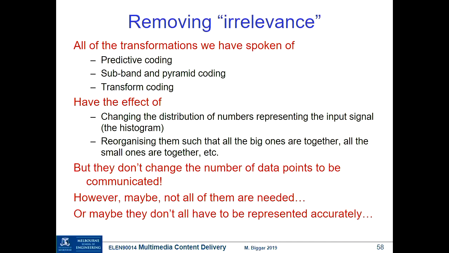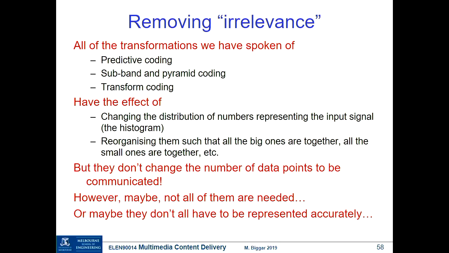All the transformations that we've looked at so far, things like predictive coding and subband coding and transform coding, rearrange the data. They transform the data, but they don't actually change the number of data points that we have to communicate. So it changes the distribution of numbers, so it gives us some potential assistance for data reduction, taking advantage of the probabilities, and it reorganises them. So the transform, the DCT for instance, pushes all the large coefficients together and the small ones are somewhere else, so it rearranges them, but they don't actually change the number of data points.